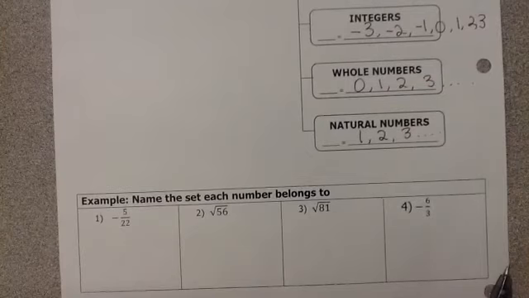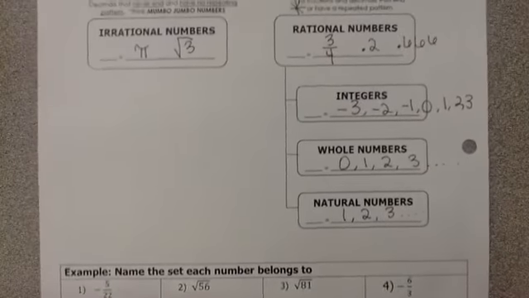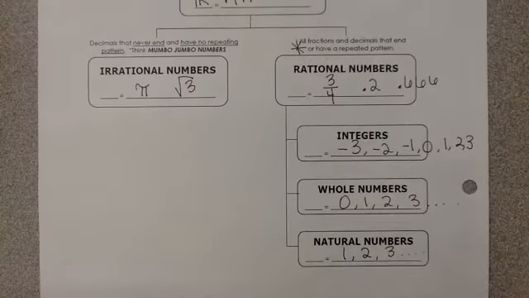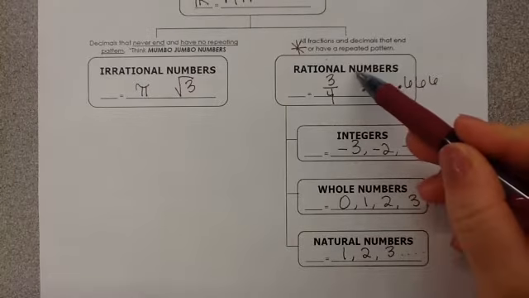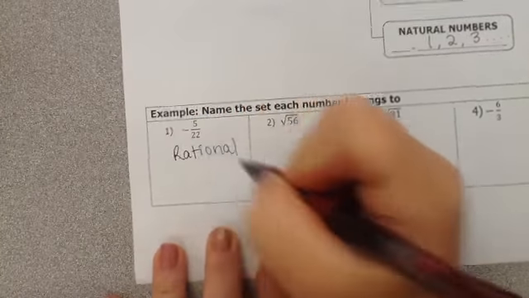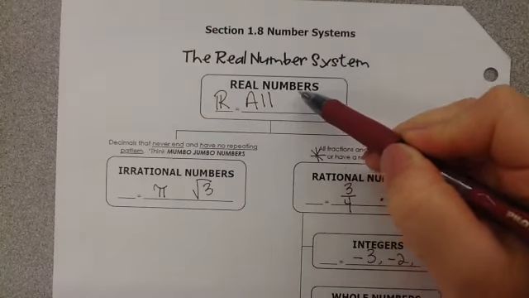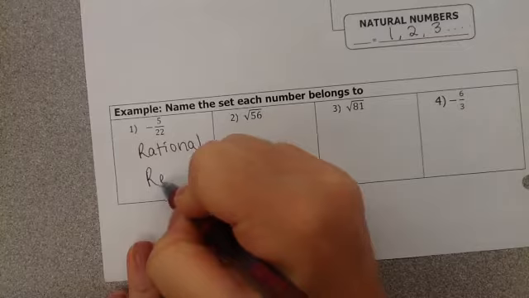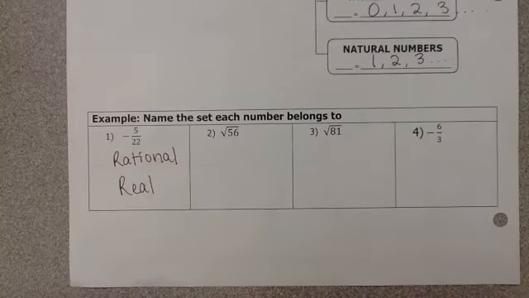So let's look at negative 5 over 2. It is a fraction. Let's look to where fractions fit on our chart. No fraction, no fraction. Here's a fraction. So negative 5 over 2 must be rational. And then what is above rational? Real. So you find the lowest spot on the chart, and it's everything above.